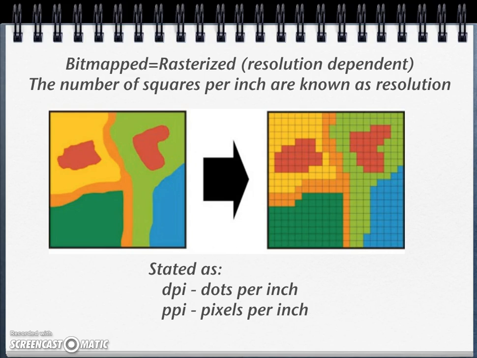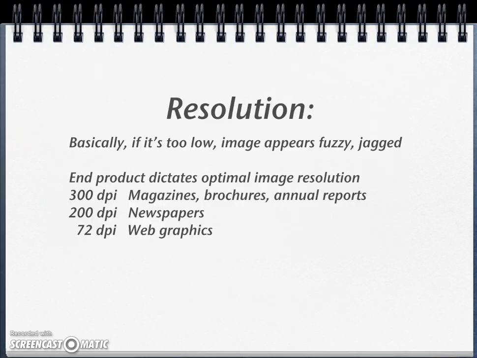Bitmapped images are also called rasterized images, and they're resolution dependent because they're made up of a bunch of little squares. The squares can be referred to as dots per inch or pixels per inch. It's basically the same thing. Computers use a certain number, printed things use a certain number, and basically if the resolution is too low, the image will appear fuzzy and jagged.